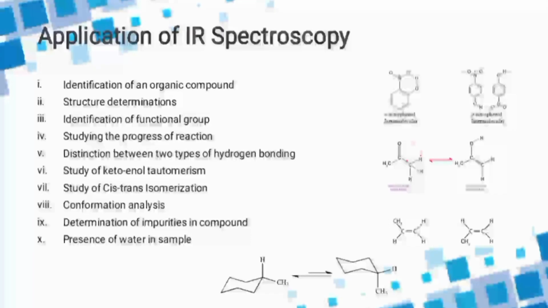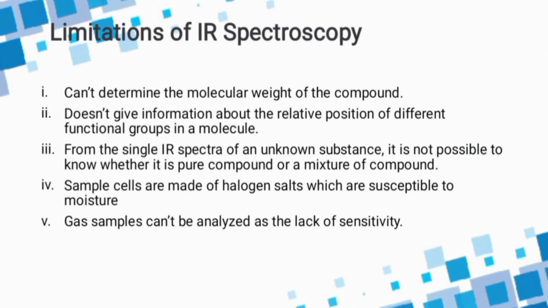What are the applications? To identify the organic compounds, it is used for structure determination, for the identification of functional groups, for the study of the progress of reaction, distinction between two types of hydrogen bonding, study of keto-enol tautomerism, study of cis-trans isomerization, conformation analysis, and determination of impurities.